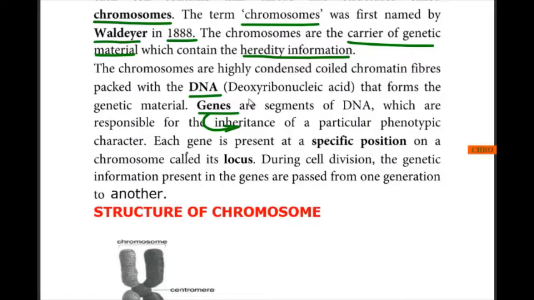The gene is present in a particular area in a chromosome. It is called a locus. What does locus mean? The position of a gene in a chromosome is called a locus. During cell division, the genes are passed from one generation to another generation. That's why we saw the characters are passed on from parent to offspring or grandparent to offspring.